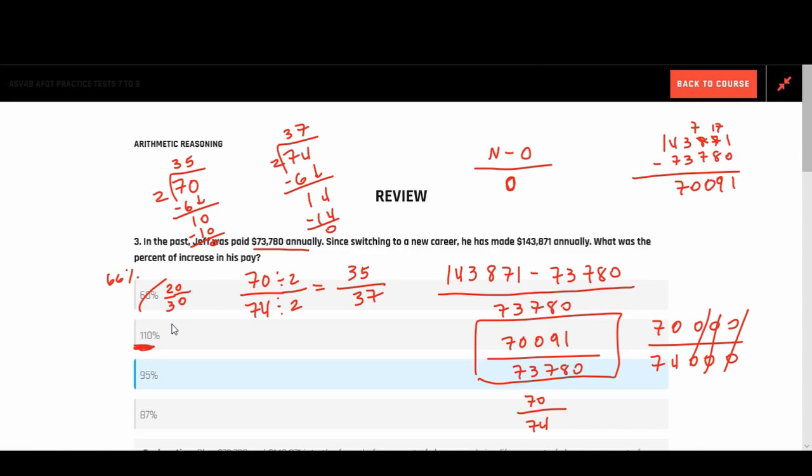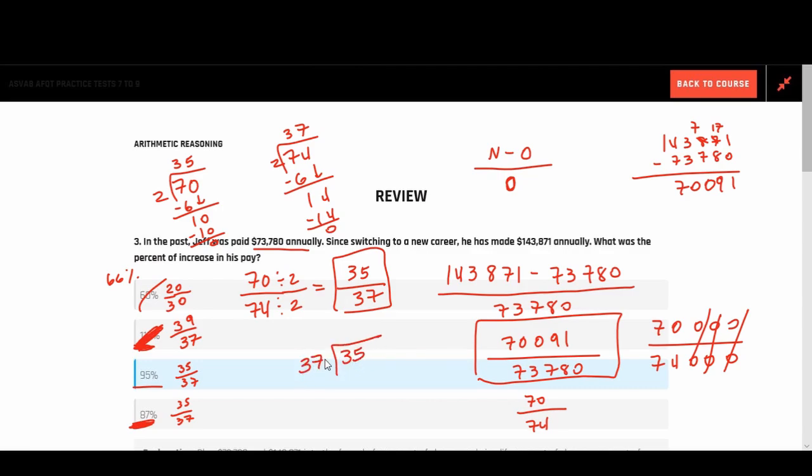110% would be something like 39 over 37, that is, the numerator would be bigger than the denominator, so I know this isn't an answer choice. This one is 35 over 37, which is very close to 1, but not quite 1. So this is a possible answer choice. This is 35 over 37, again close to 1. So this is a reasonable answer choice as well. So now I'm going to do the long division with this.